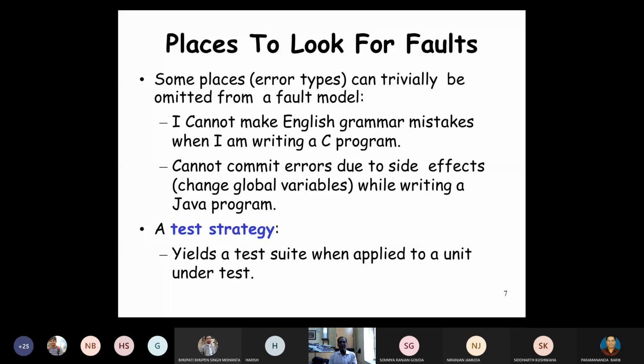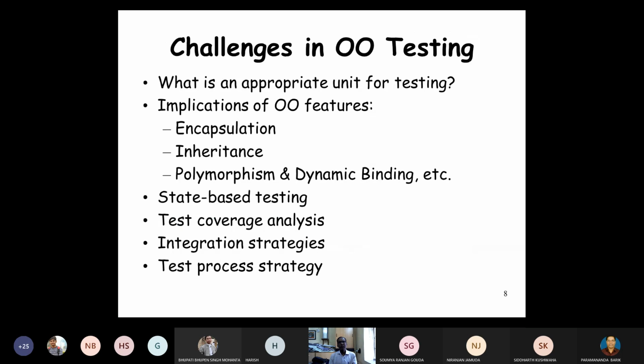Now let's see what a test strategy is. A test strategy yields a test suite when applied to a unit under test. Roughly, you can say it is a test methodology or testing procedure.